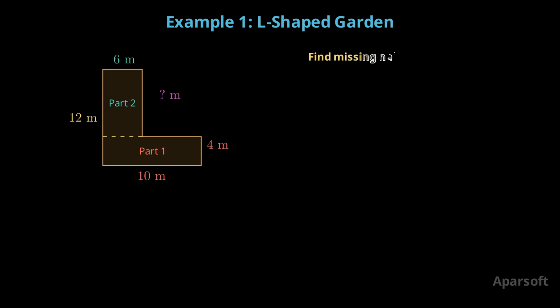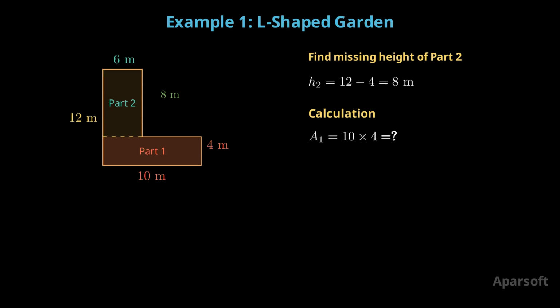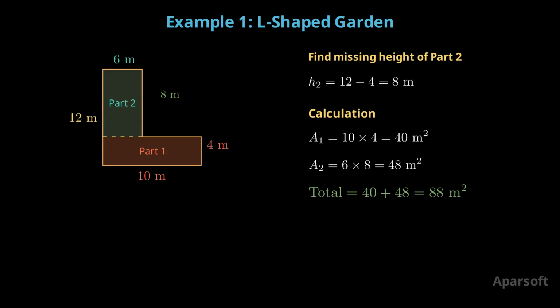To find out the missing height, we subtract the known height of part 1 from the total height. 12 minus 4 equals 8 meters. Now let us calculate the area of each rectangular part. The area of the bottom rectangle, part 1, length 10 meters, width 4 meters, equals 40 square meters. The area of the top rectangle, part 2, length 6 meters, width 8 meters, equals 48 square meters. Total area of the shape can be found by adding them together. 40 plus 48 equals 88 square meters. That is our final answer.